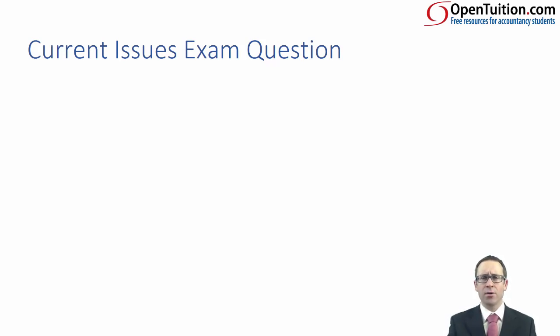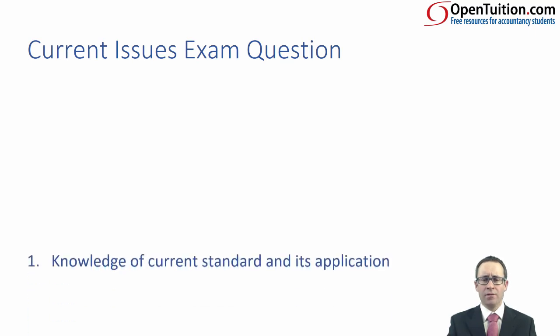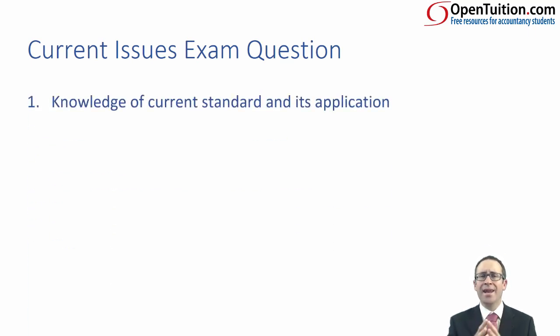The current issues exam question has 3 bits to consider. First bit, you need to have knowledge of the current standard and its application. So you need to make sure that you're happy with all of the accounting standards that we've done, whether that's impairments, intangibles, deferred tax, leases under IAS 17, agriculture, any of them. You need to make sure that you're happy with it and that you can apply it, which you should be able to do with some dedication and hard work, because that's usually the easier bit of any question. It's like an extension of question 2 or question 3.